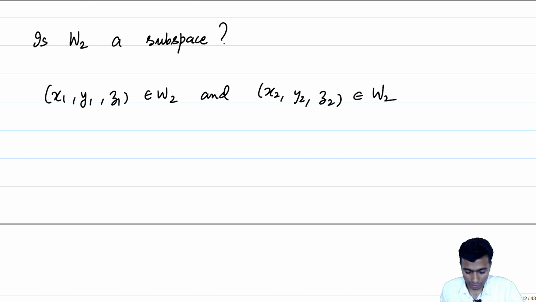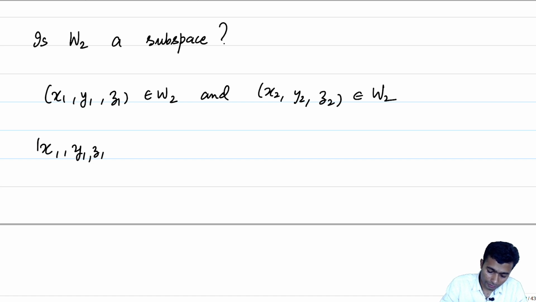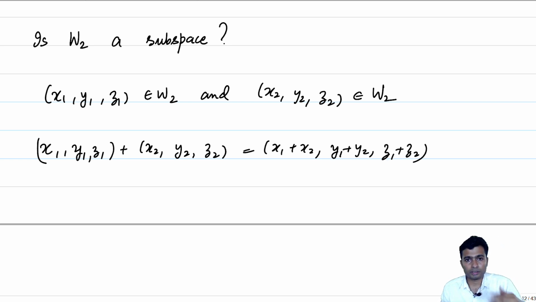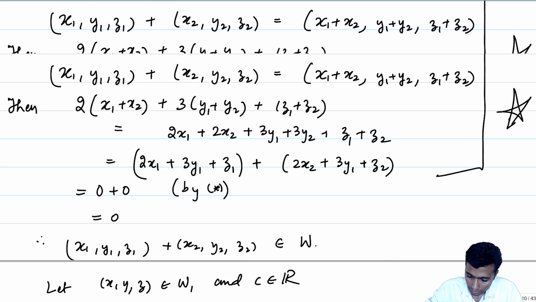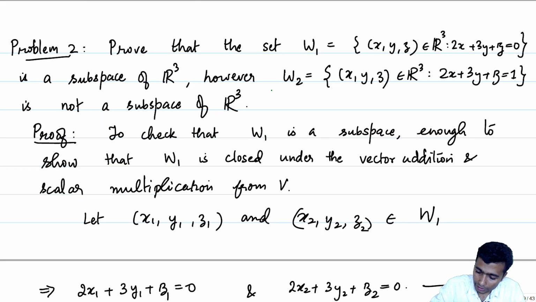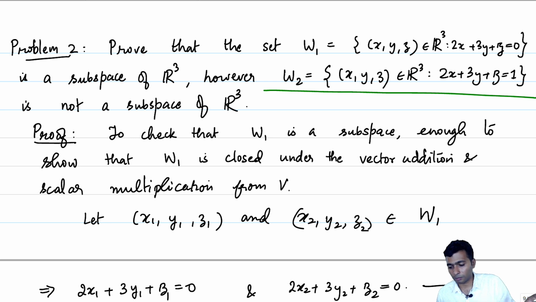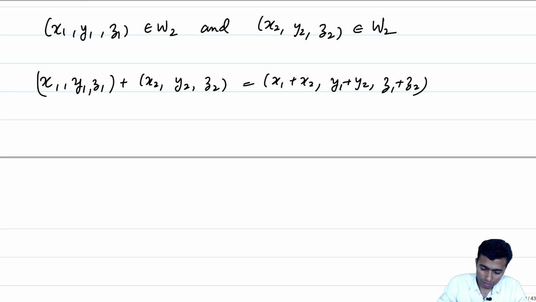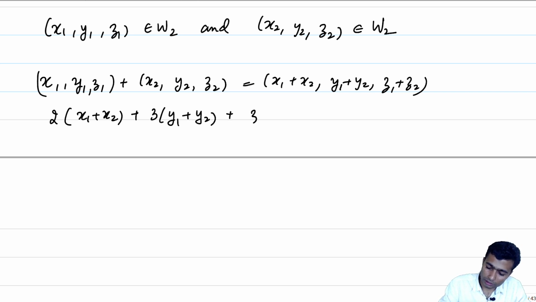We would like to see if the vector addition is in W2, but we already checked this out, right? What is (x1, y1, z1) plus (x2, y2, z2)? This is just equal to (x1 plus x2, y1 plus y2, z1 plus z2), and we would like to see whether this belongs to W2. What is W2? Recall that W2 is defined in this manner. I am underlining it in green. 2x plus 3y plus z, the linear combination of the coordinates, should be equal to 1. That is the requirement. So, let us look at 2 times (x1 plus x2) plus 3 times (y1 plus y2) plus (z1 plus z2).